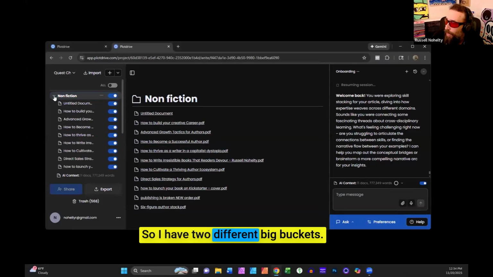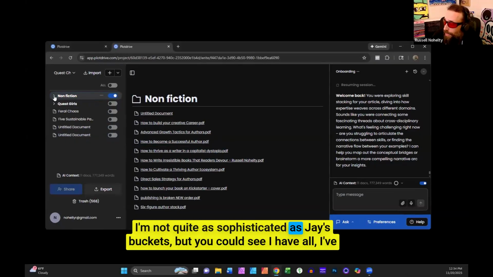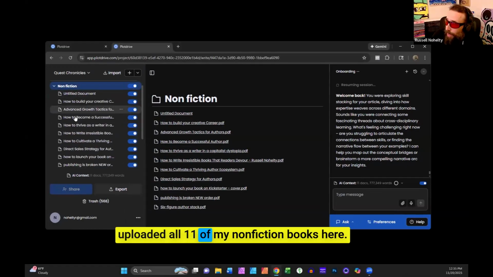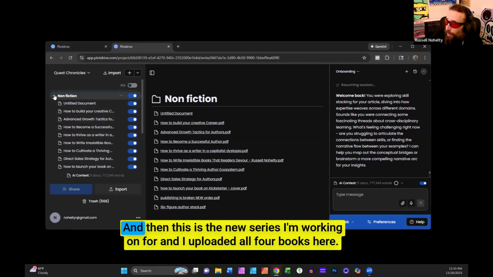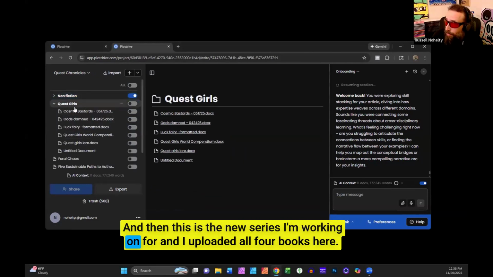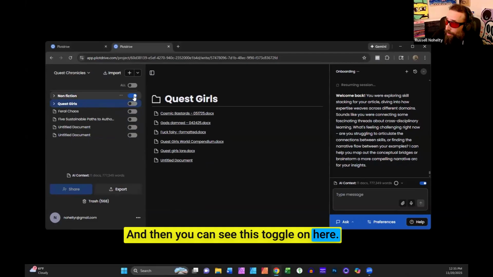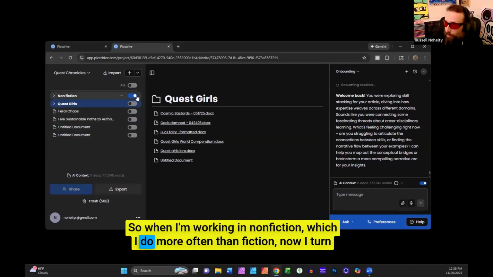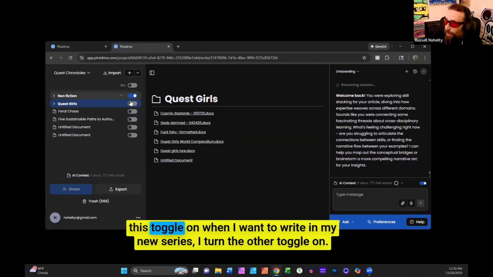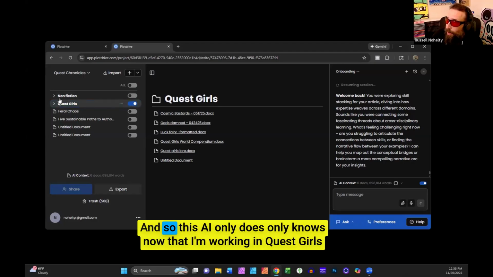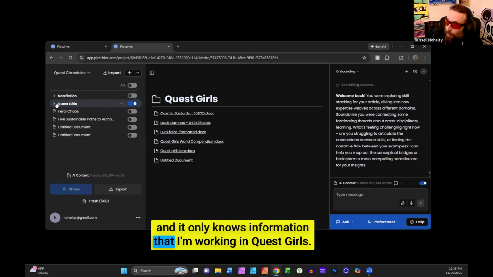So I have two different big buckets. I'm not quite as sophisticated as Jay's buckets, but you can see I've uploaded all 11 of my nonfiction books here. And then this is the new series I'm working on, and I uploaded all four books here. And then you can see this toggle on here. So when I'm working in nonfiction, which I do more often than fiction now, I turn this toggle on. When I want to write in my new series, I turn the other toggle on. And so this AI only knows now that I'm working in Quest Girls, and it only knows information about Quest Girls.